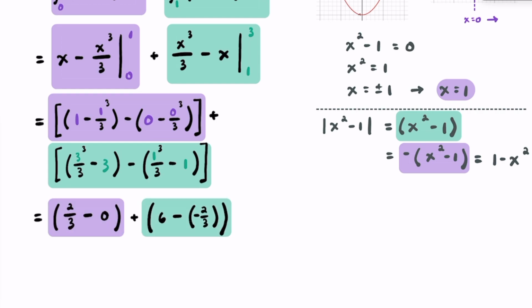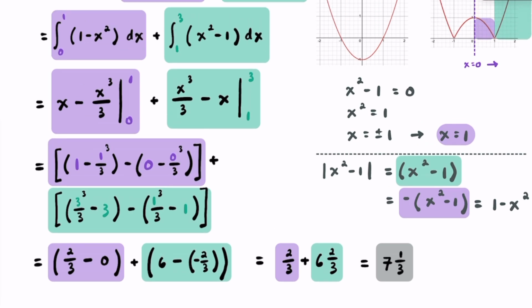Hopefully all these colors are helping you stay organized. And then if we clean up just a little bit more, we have this 2/3 plus, and then this is going to be 6 2/3. And one more step, this is just going to end up being 7 1/3. This would be our final answer.